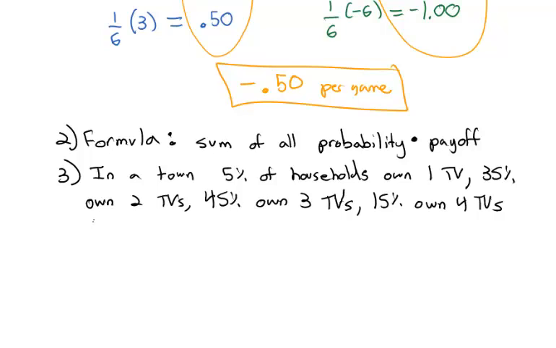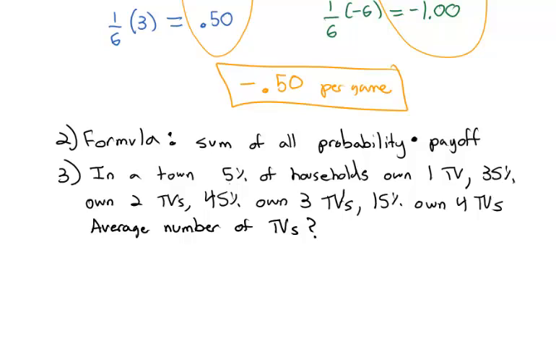In other words, what is the average number of TVs? A random family selected, we count their TVs. What could we expect to happen? Well, the way we calculate that expected value is we take the probability times the payoff, or the number.